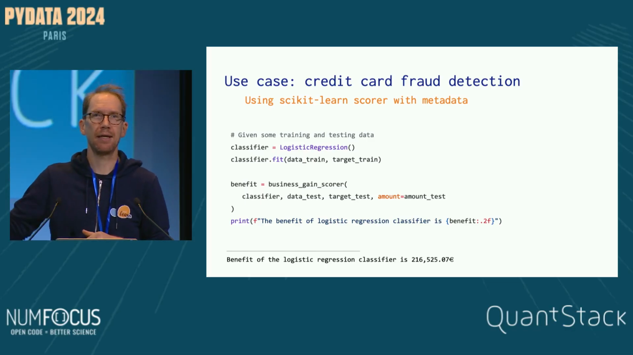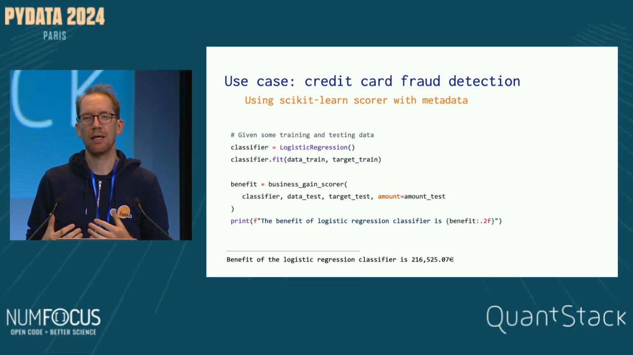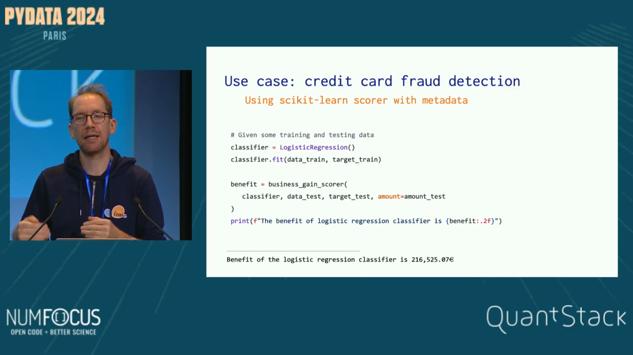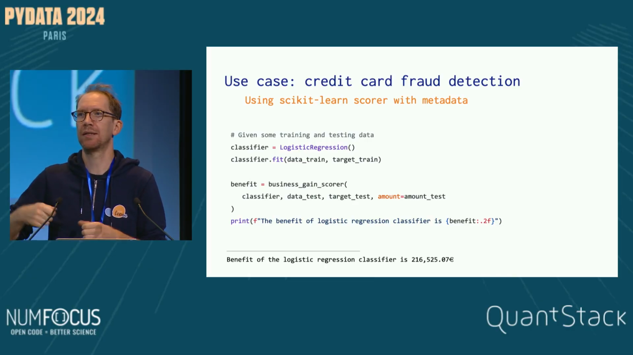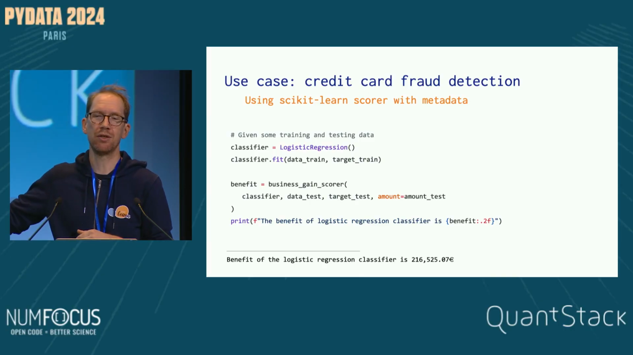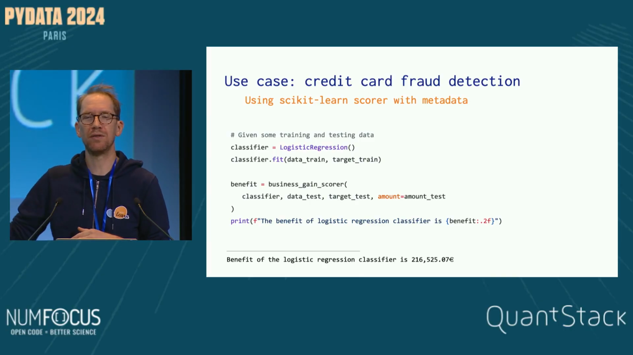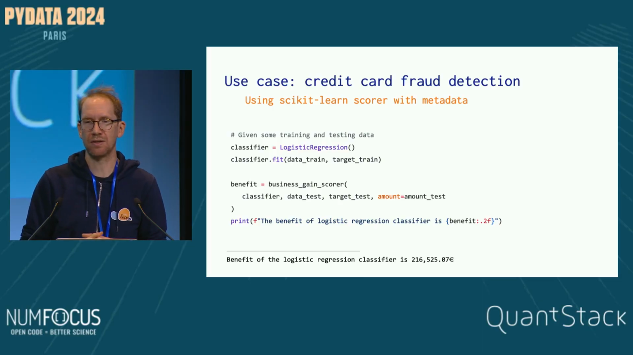So I can train a classifier, for instance, here a logistic regression. And I can use this metric where I pass my classifier, the testing data, and this new amount test that allow me to compute my utility function, which is here in euros. And for instance, we can know what is the benefit loss of that specific classifier.